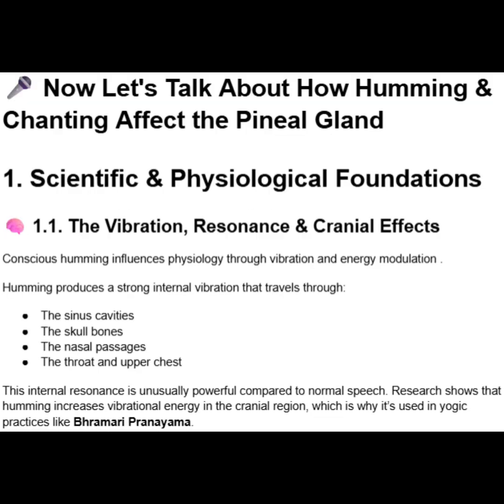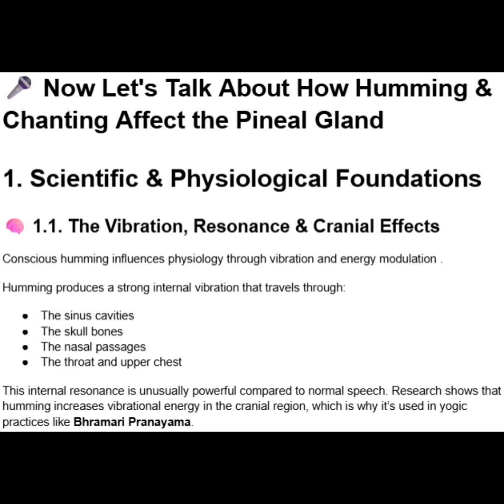Now let's talk about how humming and chanting affect the pineal gland. Scientific and physiological foundations. 1.1 The vibration, resonance, and cranial effects. Conscious humming influences physiology through vibration and energy modulation.